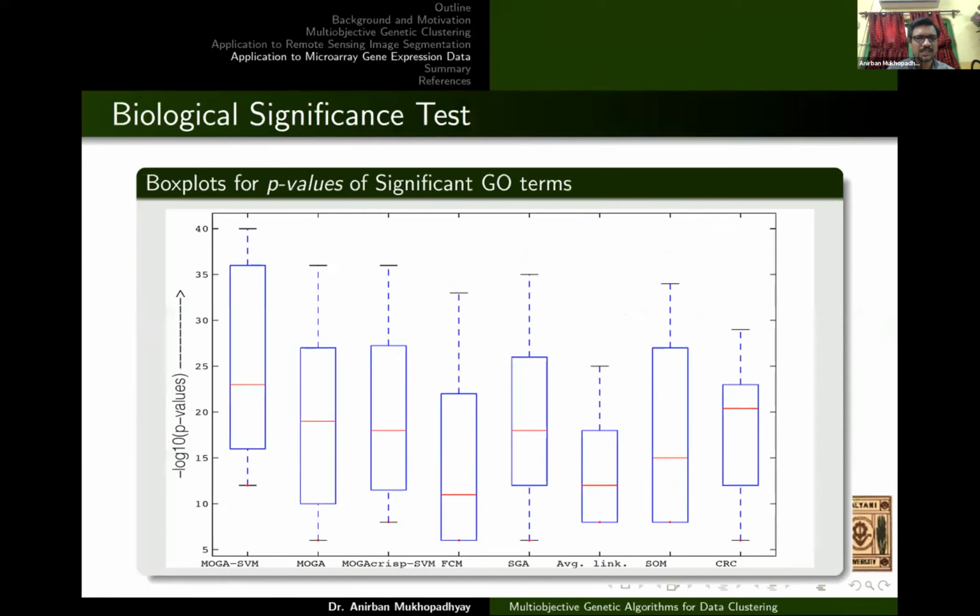And these are some biological significance plots. We can compute the p-values of the significant gene ontology terms. This is some biological relevance study. And our algorithm gives better p-values, which means we get more biologically coherent clusters from the output of our algorithm. So these are the two different applications of multi-objective clustering we did.